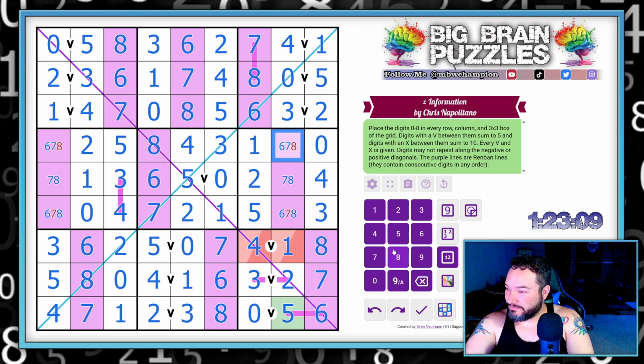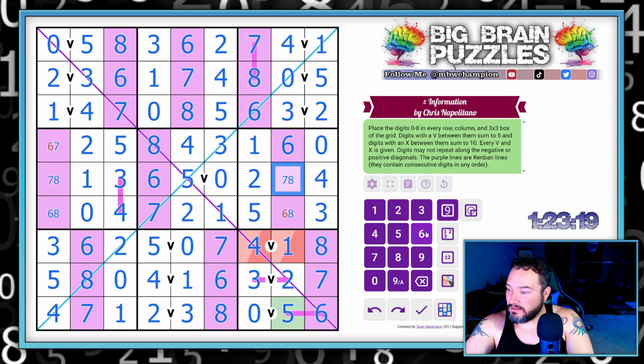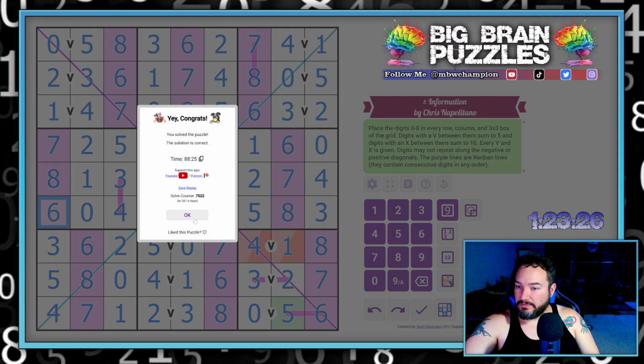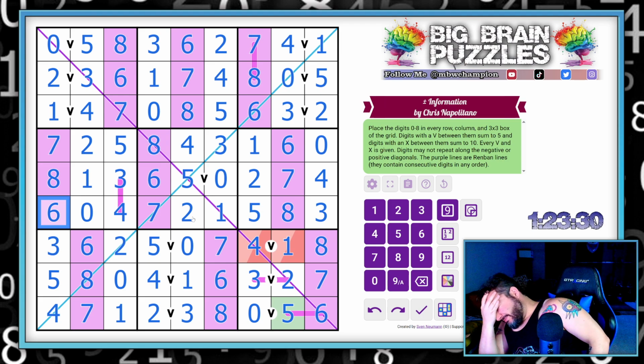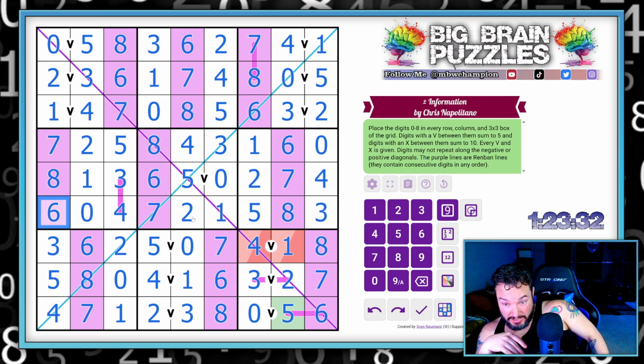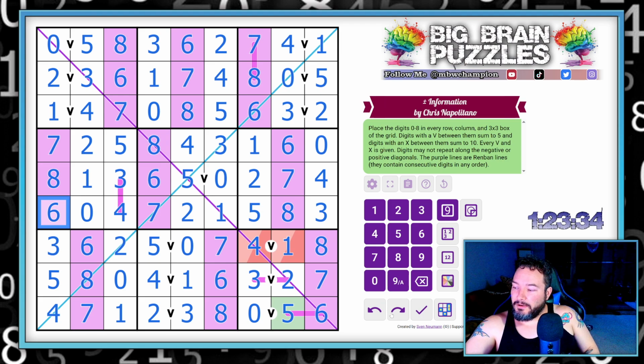All right, so there's gonna be another one that sees something similar. Like this 3 is seeing this, so this is a 6. There we go. Bam. 1 hour and 23 minutes. So I sucked at this. My bad. I did really like that puzzle.